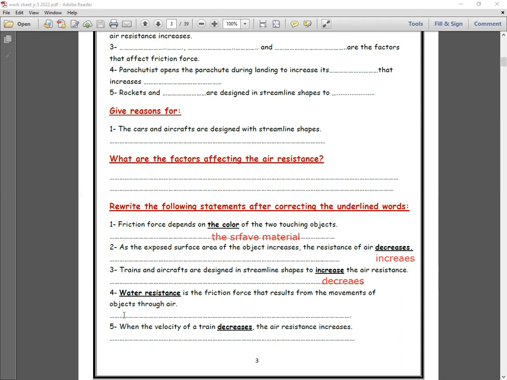Water resistance, friction force that results from the movements of objects through air. So it will be air resistance, not water resistance. When the velocity of a train decreases, air resistance increases? No, we said that it decreases.